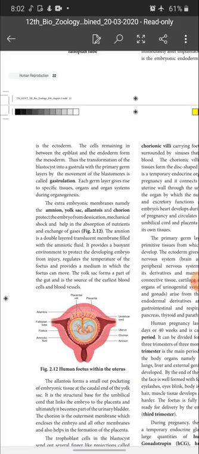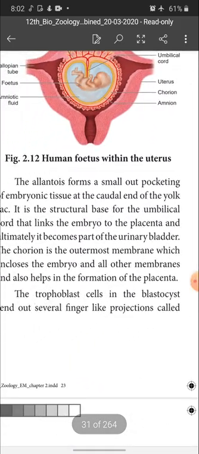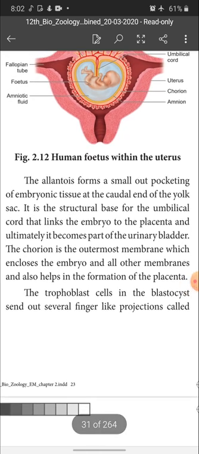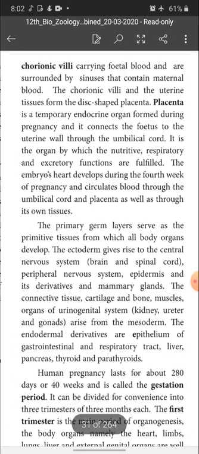Okay, that is the next stage. If we are in a direct class, we can use the board and explain very neatly, children. So the trophoblast cells in the blastocyst send out several finger-like projections. These finger-like projections are called chorionic villi, carrying fetal blood and surrounded by sinuses that contain maternal blood. Then the chorionic villi and the uterine tissue form the disc-shaped placenta. See, the chorionic villi attach with the uterine tissue and form a disc-shaped placenta.